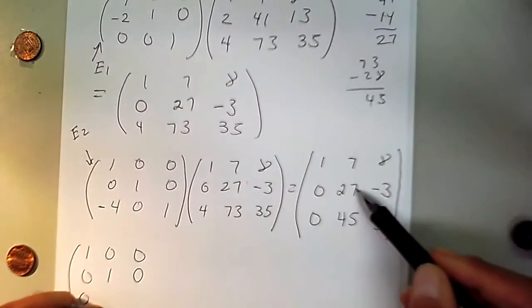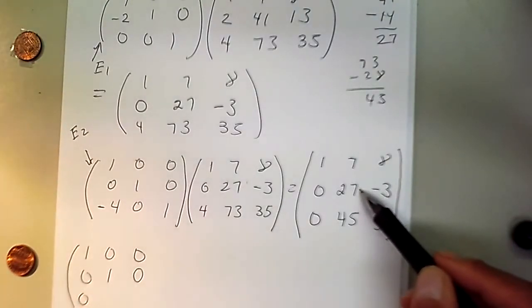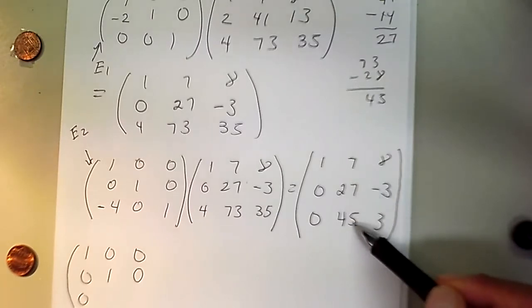Here we have a 27 instead of a 1. So we have to get rid of the 27 to convert that into a 1, and then multiply it by -45, and that will actually work out.